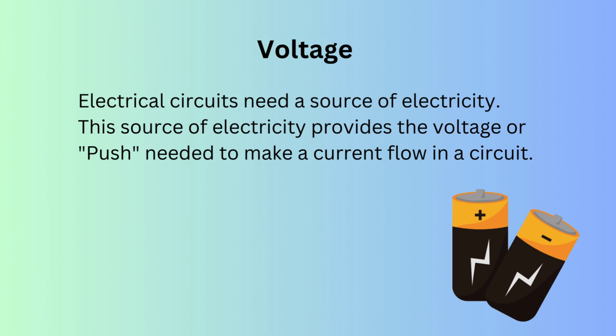So, next topic is voltage. What is voltage? Electrical circuits need a source of electricity. Every electrical circuit needs a source of electricity to work. Now, this source gives the circuit the push it needs to make electric current flow. So, this push is called voltage. Now, how does voltage work? The higher the voltage, the more energy each electron gets, which means more current can flow through the circuit.